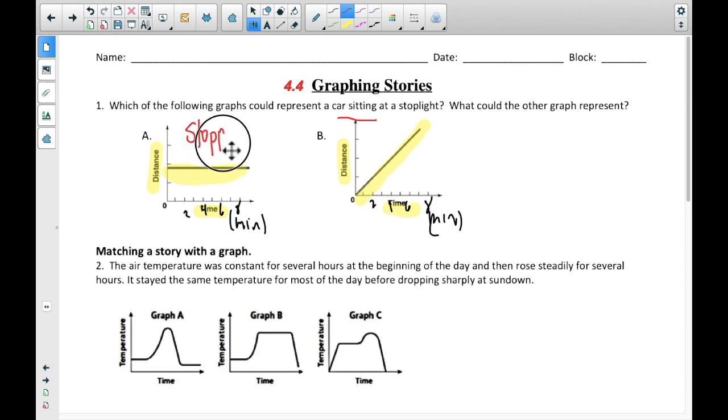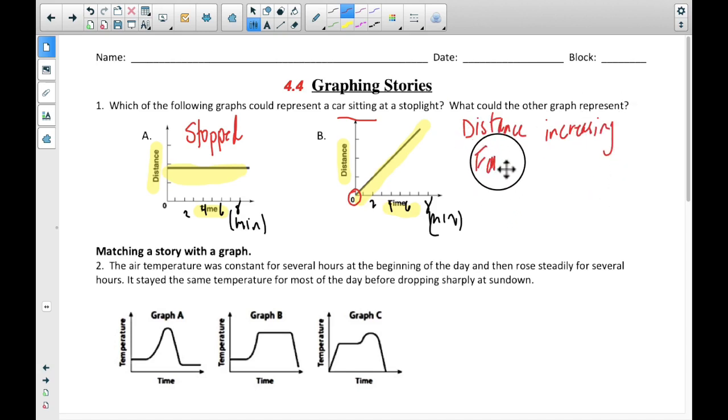How do I know that? Well, because the distance does not change. The distance stays the same, you're just sitting there, okay? This one, though, the distance starts at 0, so it's important to look at the y-intercept, and then what's happening after that? Well, the distance is increasing. And so the distance is increasing, that means it's getting farther away.